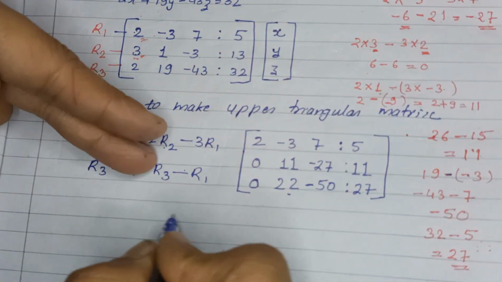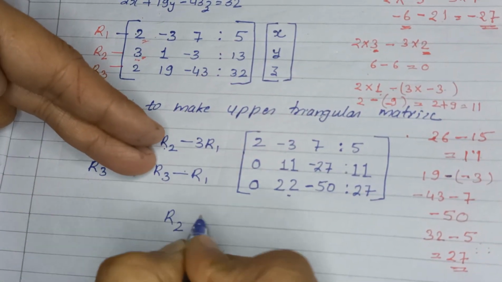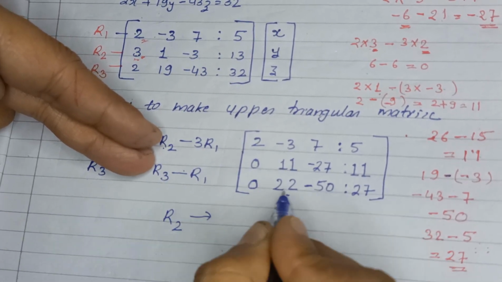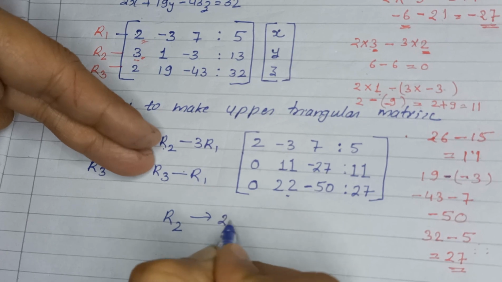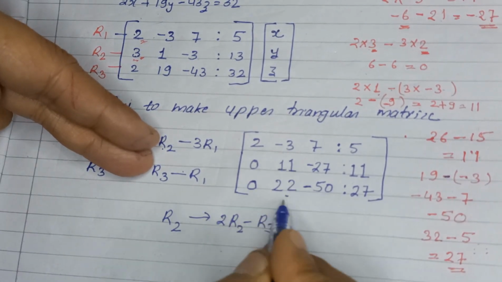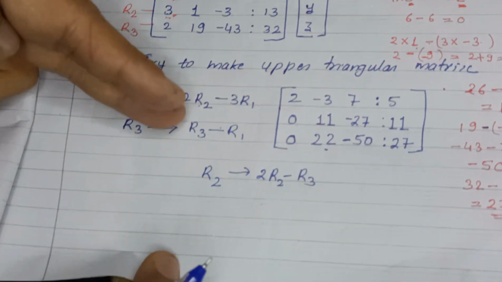First let's work on R2. How will you get 0 here? It's very simple, because here is 22. I can just do 2R2 minus R3. If I do this, then I get 0. It's easy.